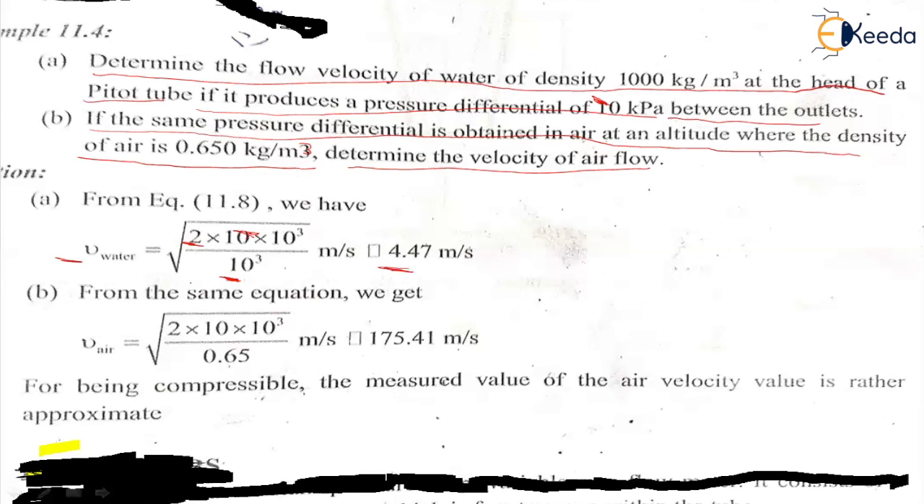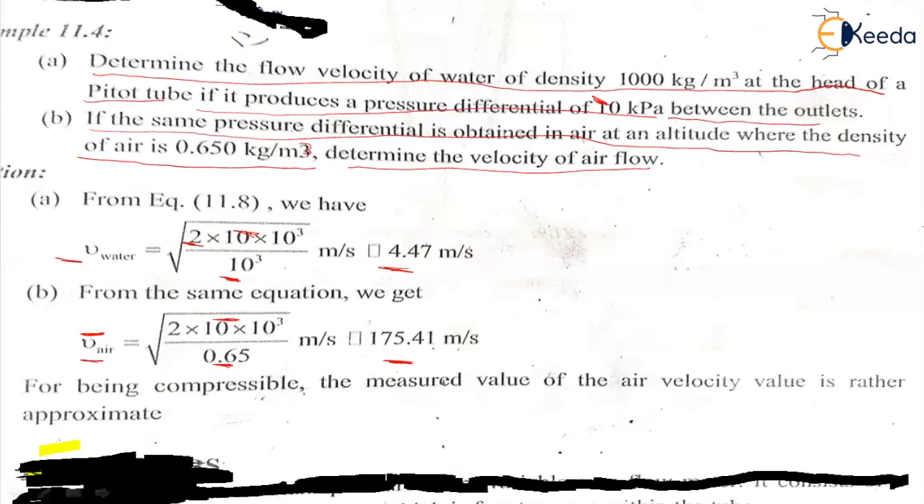And from the same equation I am going to find the value in terms of air. Now I am replacing with the air. In the air, this is again the same differential, and this is the density of the air, and you get 175.41 meters per second, my dear students. Here I am calculating the velocity in terms of water, and also the velocity in terms of air.